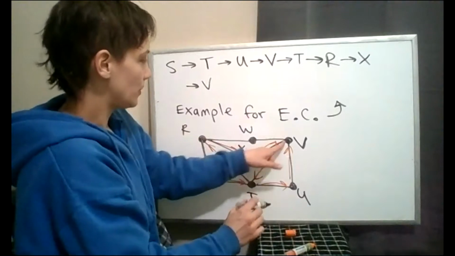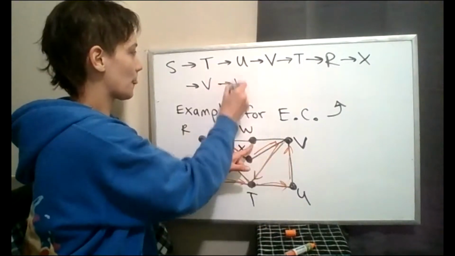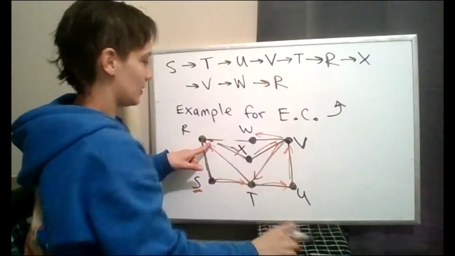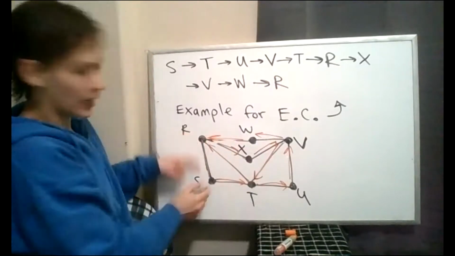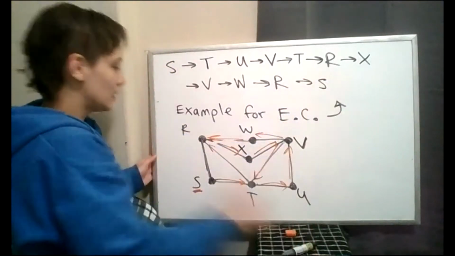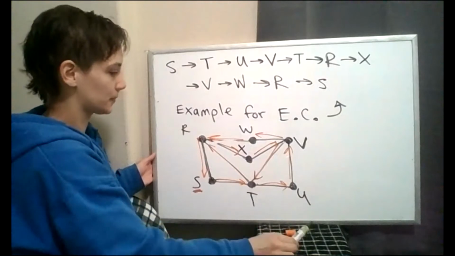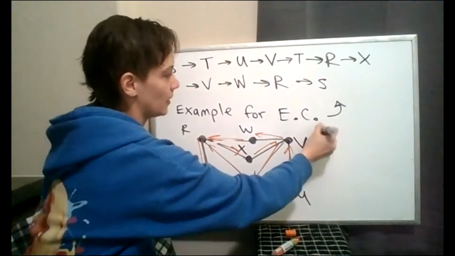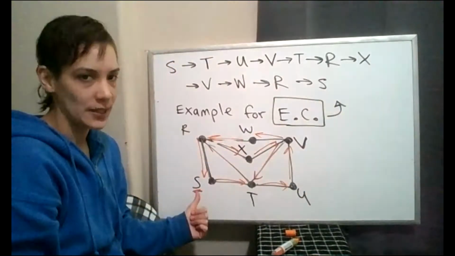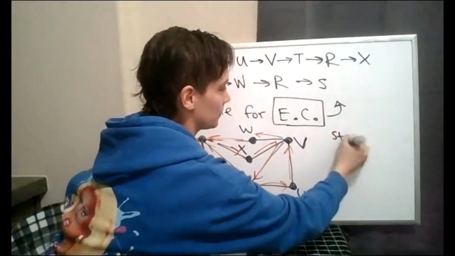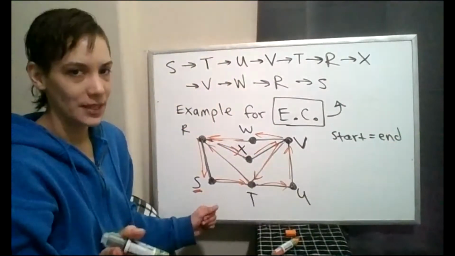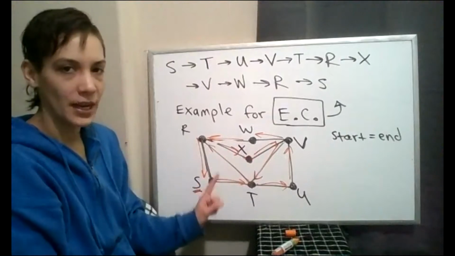All right, so we got to V. V is going to be going over to W. W to R. And then we can go R to S, and we've made it back to the beginning. Okay, so Euler circuit. You start where you end. You started at S and ended at S. Almost had trouble, but thank you for the help to find a way to cover every edge just one time.